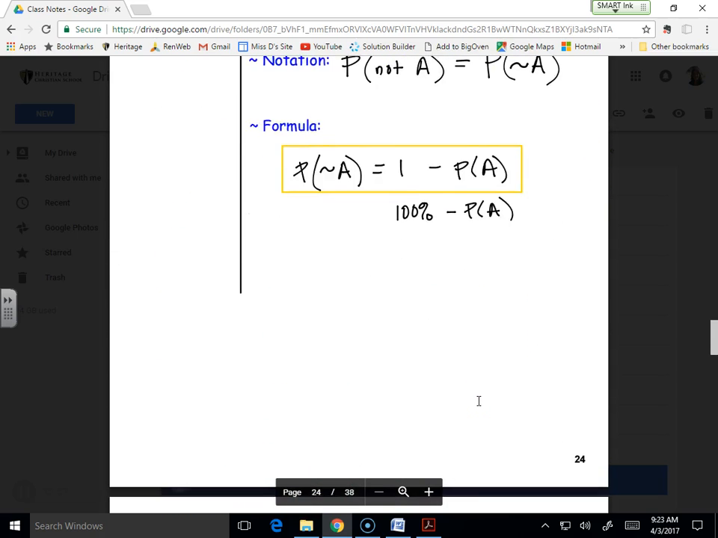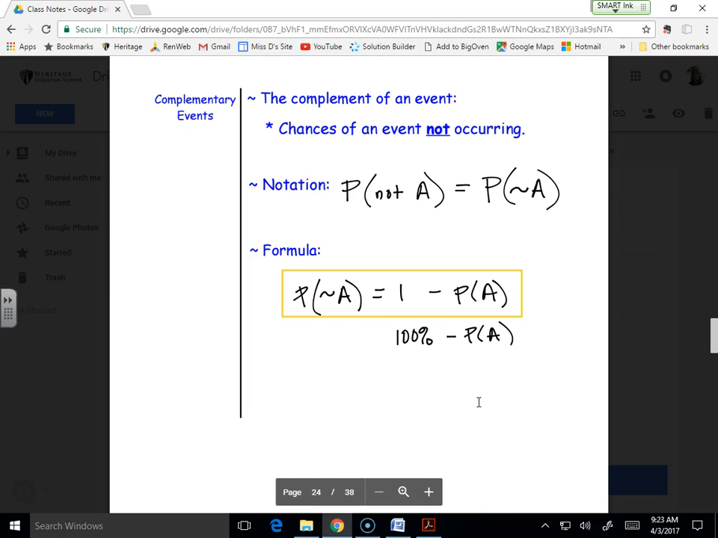And with that, kiddos, the last thing is just the complementary events. The chances of something not happening. In the book, they use a little apostrophe. I use a little tilde. Anyway, okay.